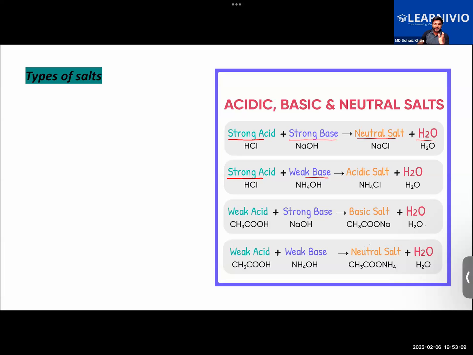Further, based on the nature of salt, we have acidic salt, basic salt, or neutral salt. When a salt is formed due to the reaction of a strong acid and a strong base, the salt will be neutral in nature. Getting what I'm trying to say?